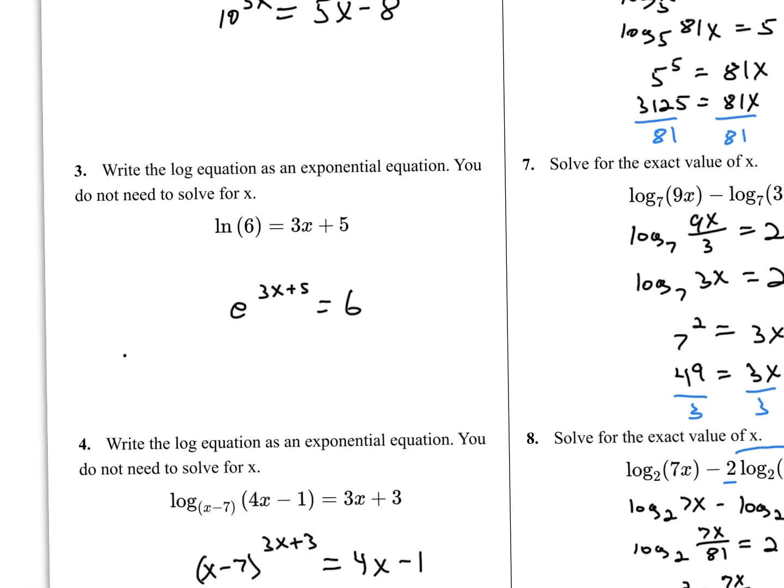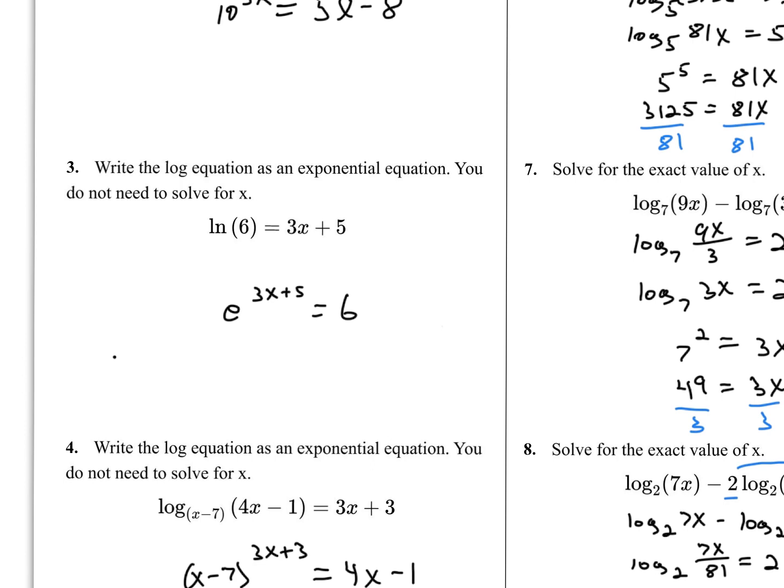All right, number three. This is our natural log of 6 equals 3x plus 5. Well, natural log is a log with a base of e. So if we're going to write this as an exponential equation, it's e to the power of 3x plus 5. e to the 3x plus 5 equals 6.